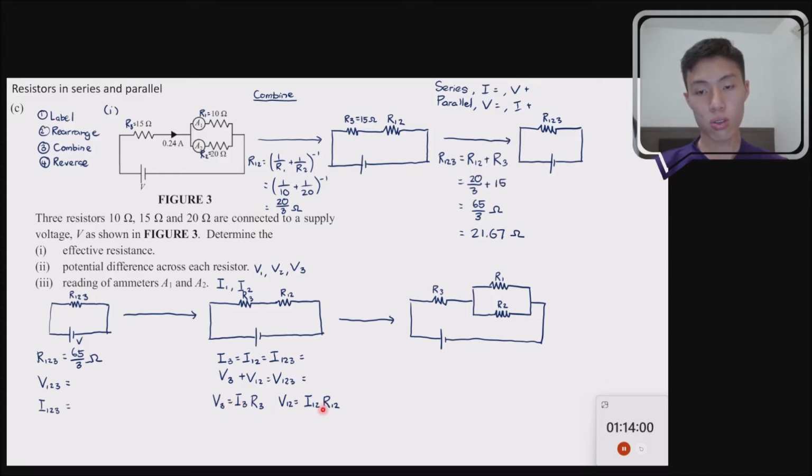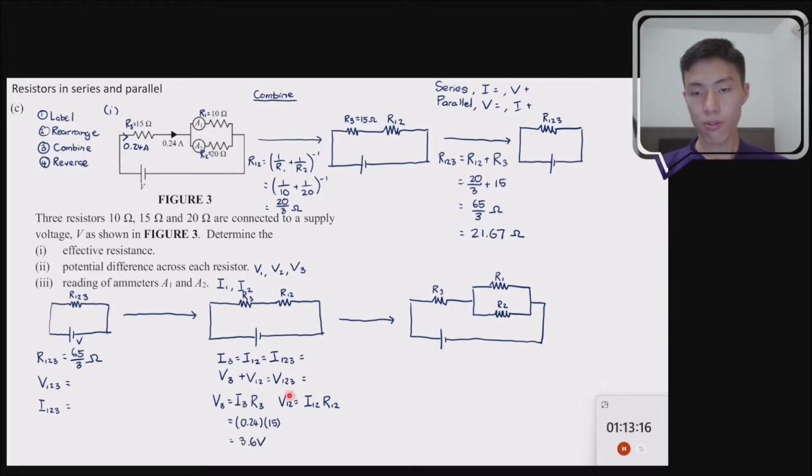Okay, just make sure when you use Ohm's law, make sure that the subscripts are consistent: 3, 3, 3, 12, 12, 12. Again, I believe you don't have all these values. Actually, you have I3, because I3 here is the current passing through R3, right? Current passing through R3 is actually 0.24, so here is 0.24 ampere. So you can substitute I3. I3 is 0.24, and R3 the value over here is 15 ohm. So from here you can find V3. V3 is 3.6 volt.